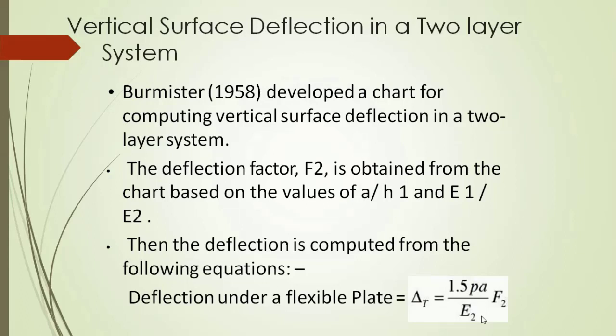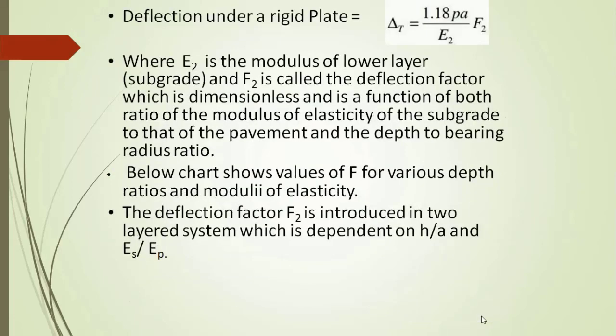For the deflection under the flexible plate, it is given as delta T is equal to 1.5 P into A divided by ES or E2 into F2. And deflection under the rigid plate is given as delta T is equal to 1.18 P A divided by E2 or EP into F2.